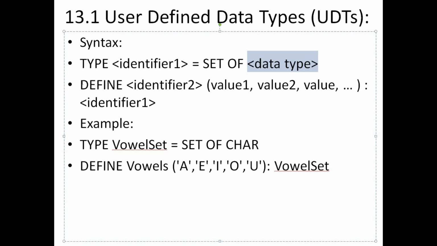Okay, then you will need to use another keyword in the next line, define identifier to, like this will be actually the name of your set, and then in the parenthesis you'll write values, you'll write a semicolon, and you'll write the name of the set data type that you just created. For example, type vowel set equals to set of char, define vowels AEIOU as vowel set. Always remember, whenever you're creating a set data type, you'll need to write these two lines.